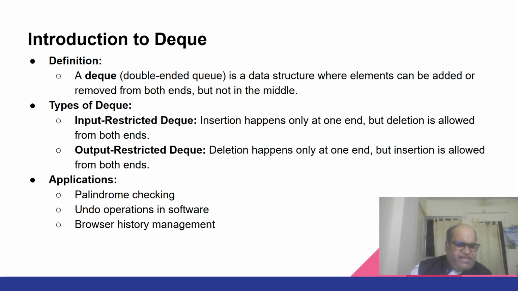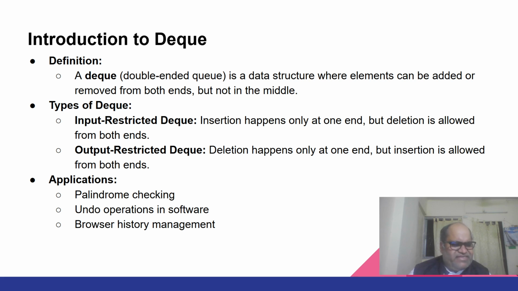Similar to a queue, there is a concept called DQ. The idea behind DQ is where you can insert and do modification at both ends. You don't have a separate front and rear concept. So basically, DQ is a double-ended queue. This is a data structure where elements can be added or removed from both ends, but not in the middle. There are input restricted DQs where insertion happens only at one end, but deletion is allowed from both ends. And there are output restricted DQs where deletion happens only at one end, but insertion is allowed from both ends.